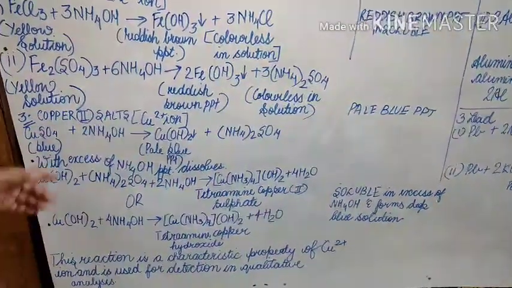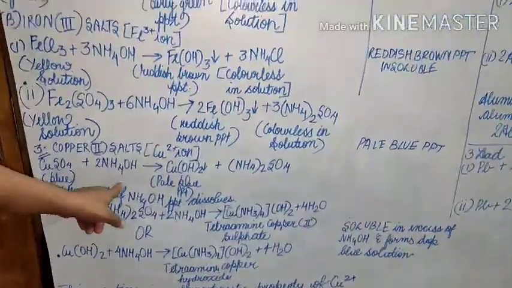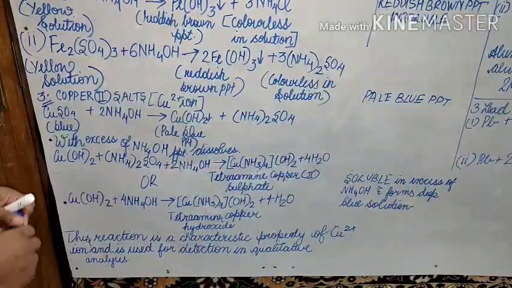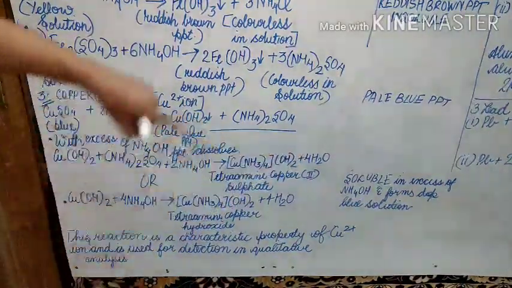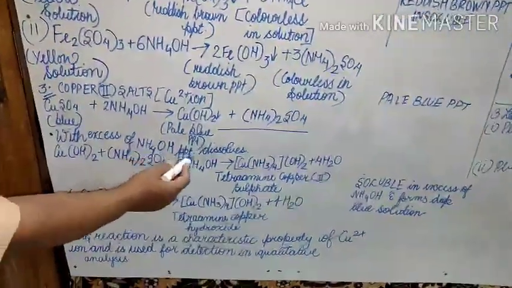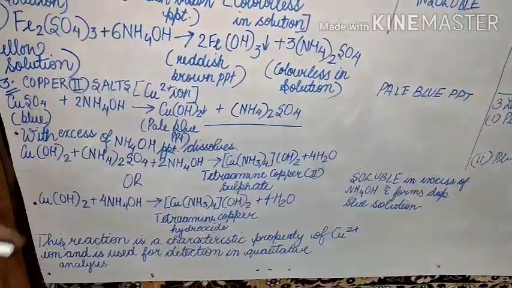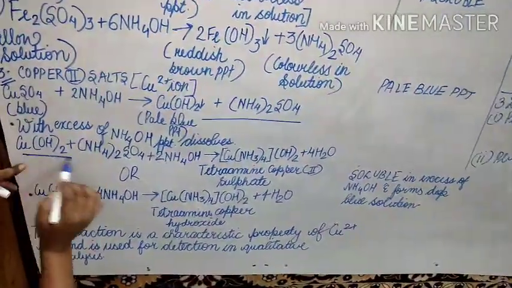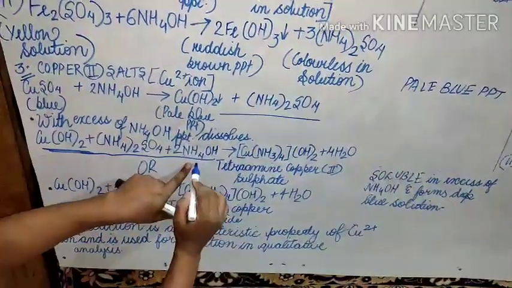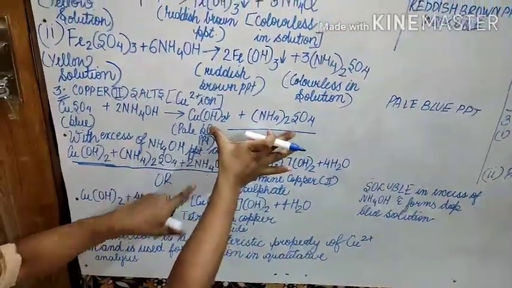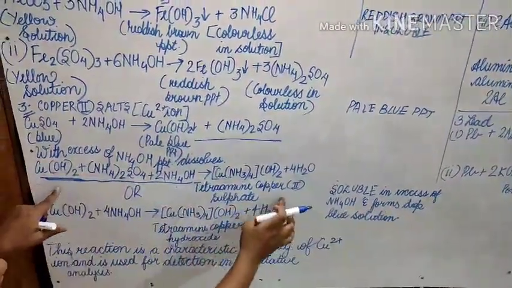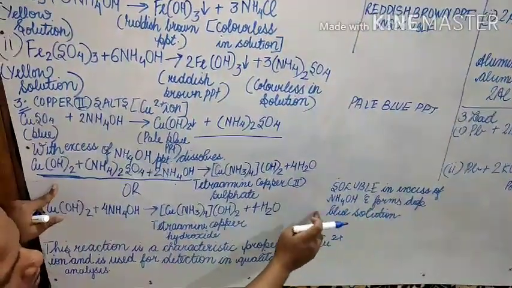Copper sulfate: here we have seen that copper sulfate plus NH4OH gives Cu(OH)2, a blue precipitate, plus this one. This is combined, and you can do this in this also, there is no problem. With excess of NH4OH, the precipitate dissolves. So here we are taking Cu(OH)2 plus NH4OH in excess, and we are taking this complete solution, the precipitate along with the solution. So it is soluble in excess of NH4OH and forms a deep blue solution.